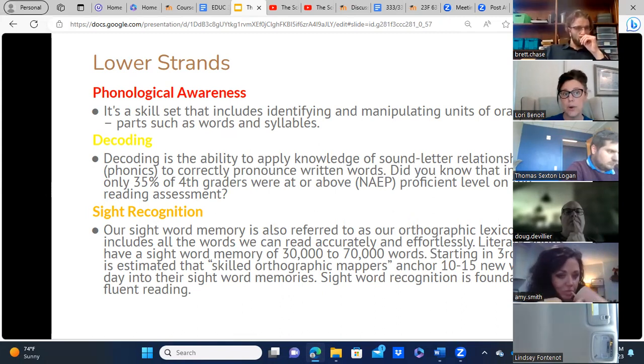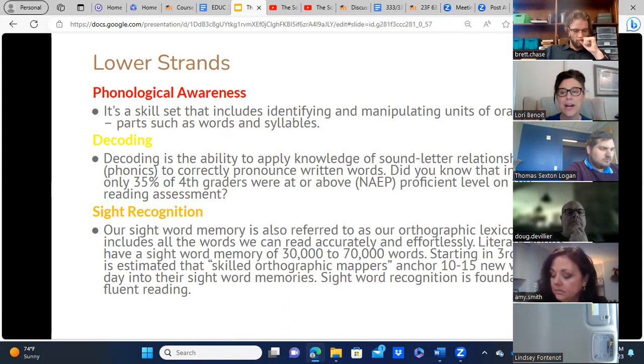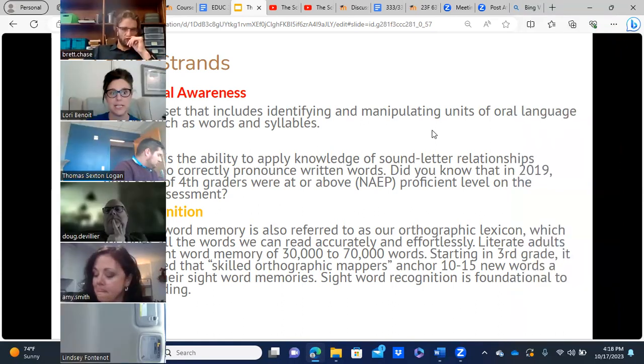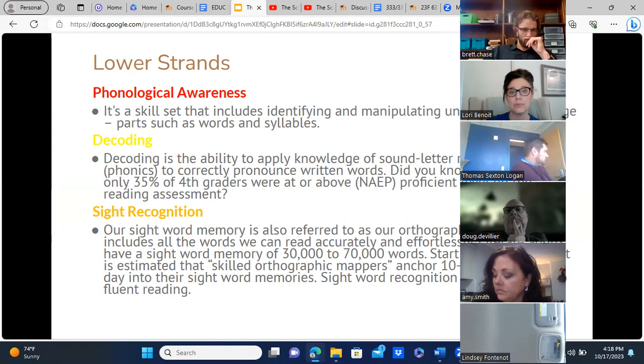So phonological awareness is a skill set that includes identifying and manipulating units of oral language. So it's words and syllables. Phonological awareness is like, if you think about our pre-K students, they'll have a letter of the week, and it'll be like, okay, this week we're going to study the b, b, b sound, and they do that. That's phonological awareness. Decoding is the ability to apply the knowledge of sound letter relationships to correctly pronounce.